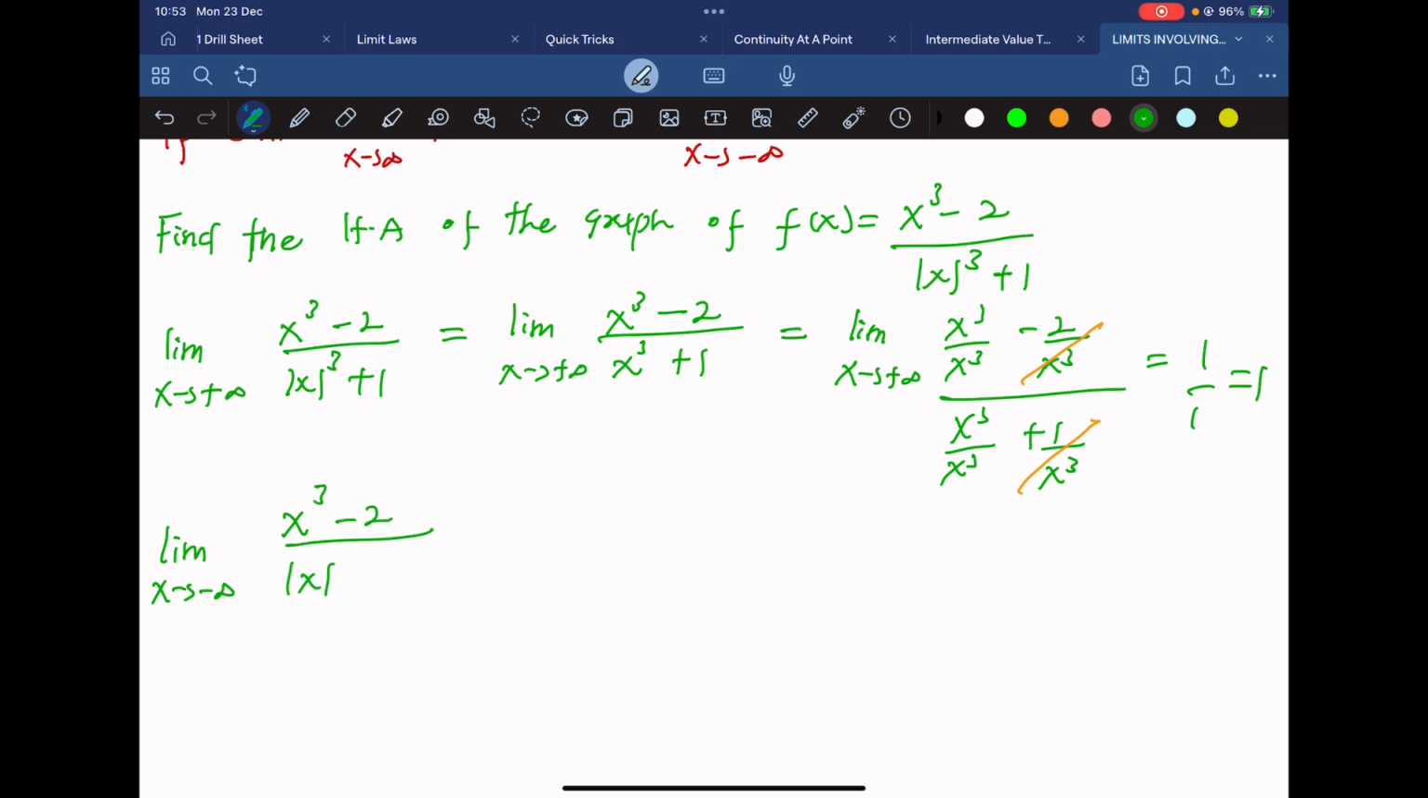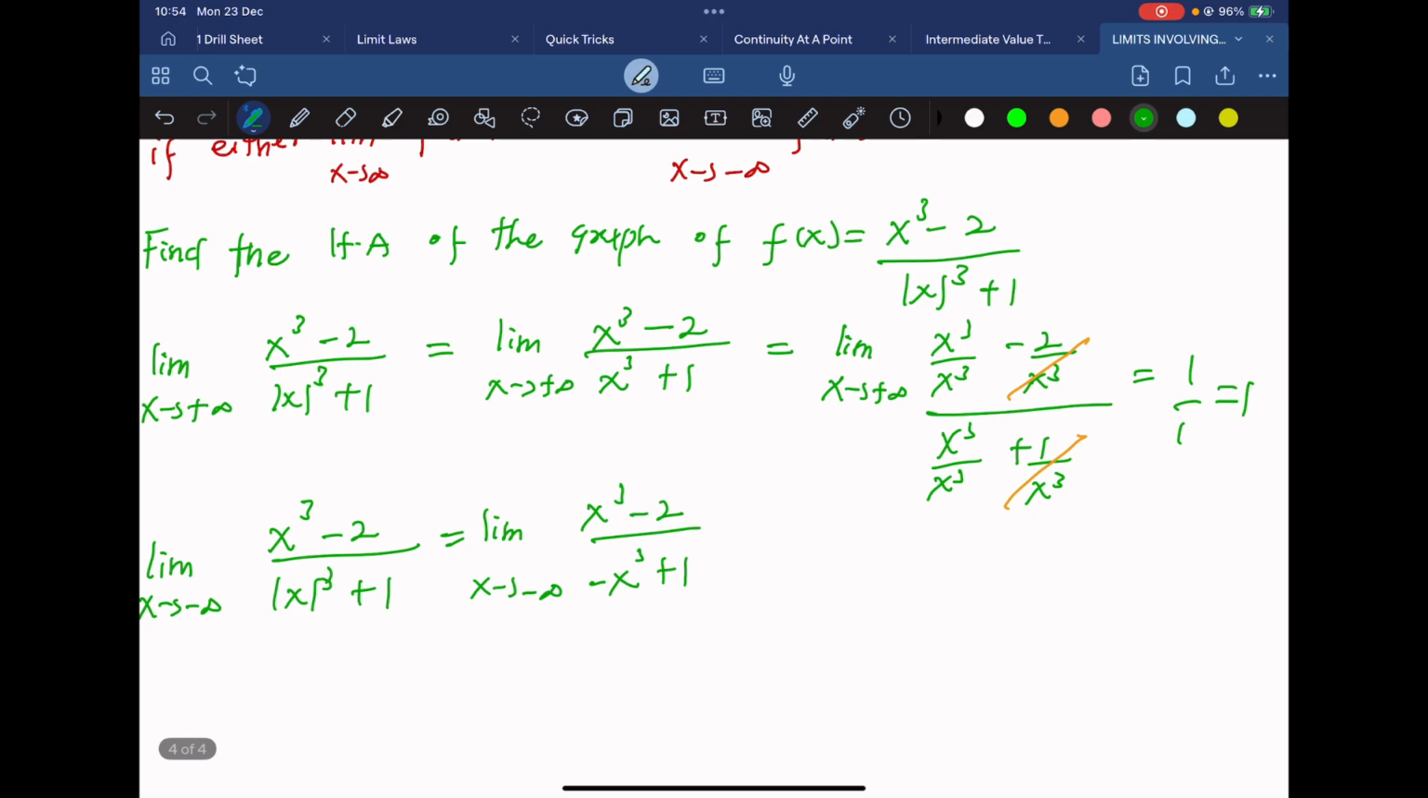Now let's find the limit as x approaches negative infinity. The reason we are even finding the limit as it approaches negative infinity is because of this absolute of x, because it changes everything. So we have x approaches negative infinity, x cubed minus 2. Now when x approaches negative infinity, absolute of x goes to minus x, right? So we have minus x cubed plus 1. So that's just the difference between it approaching this and this.